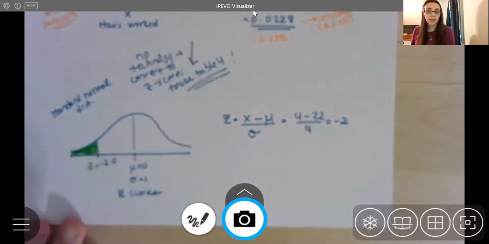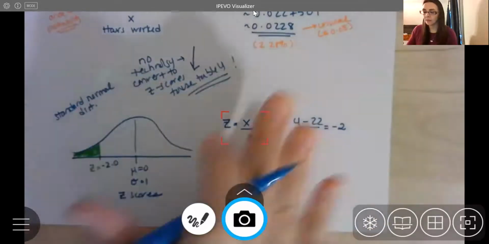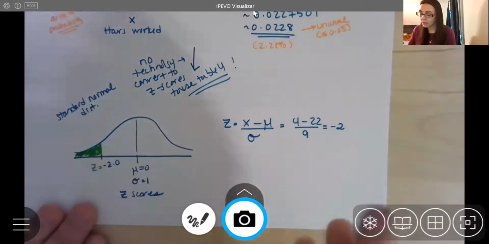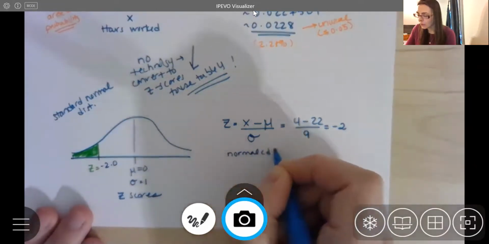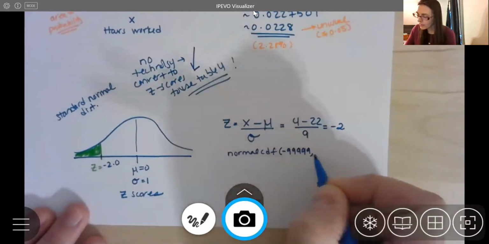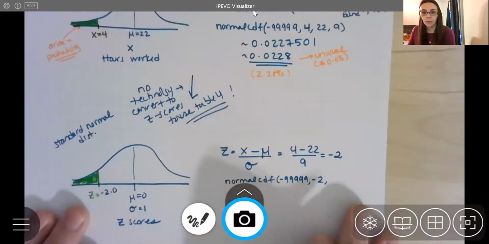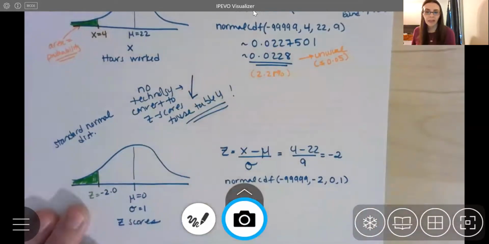Now, if you want to use technology at this point, you can as well, although if you're going to do z-scores, you might as well use the table, but you can still use technology here. So if you wanted to do the rest on technology, I'm going to skip this on the video, but you would just do that normal CDF. And when you write everything in, just be careful. Your score here is now, instead of 4, it's going to be -2. And then your mean instead of 22 is now 0, and your standard deviation is now 1. And you'll get that same approximate value here.